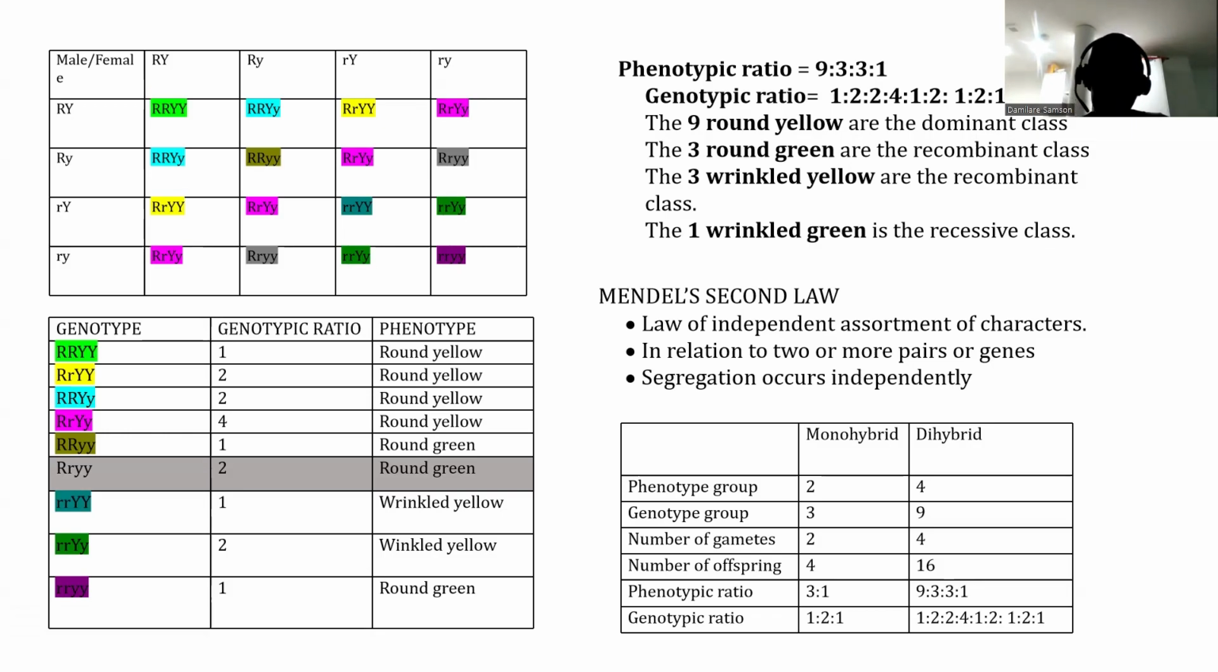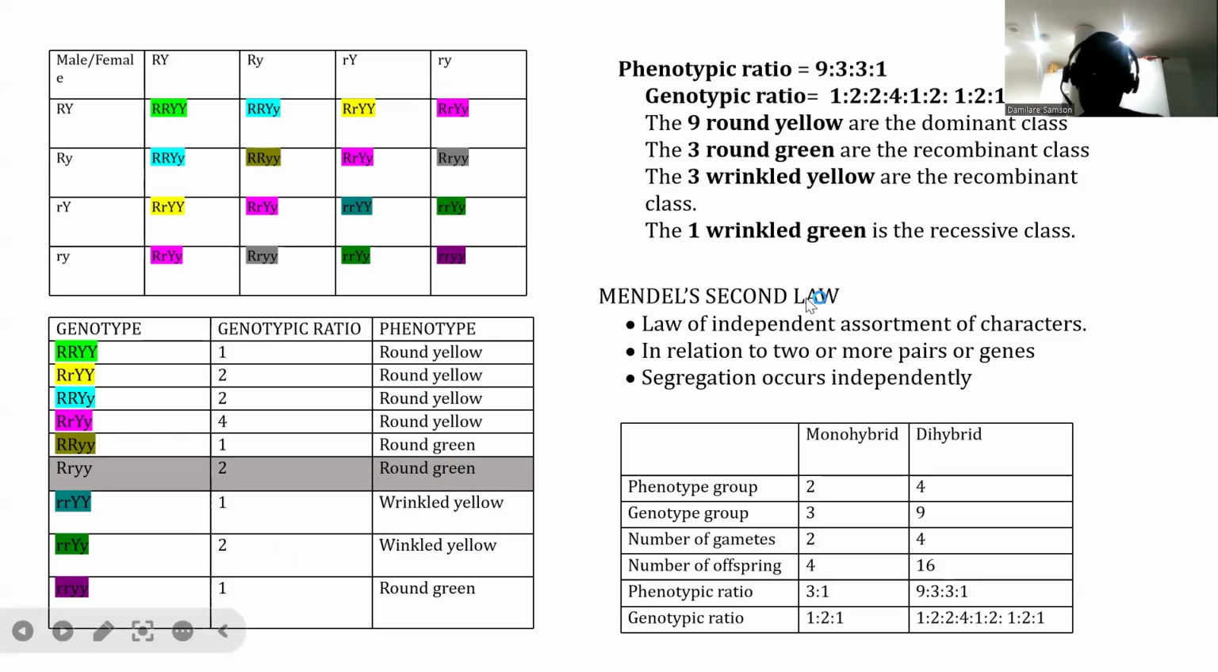So at the end of the whole thing, when you calculate it, you must have 9331. That is 9 round yellow. These are the round yellow, 4, 5, 6, 7, 8, 9. That's 9. Round green. How many round green? 2 plus 1, 3. How many wrinkled yellow? 2 plus 1, 3. And the last one, wrinkled green, which is 1.